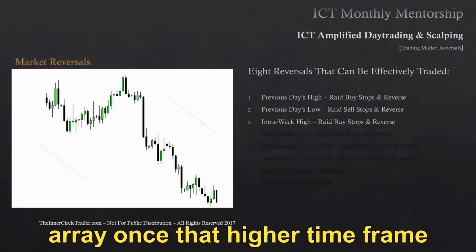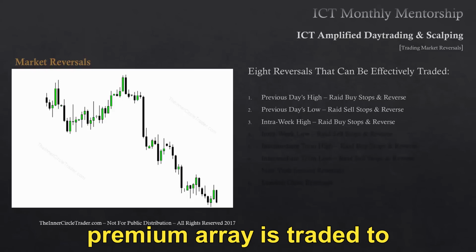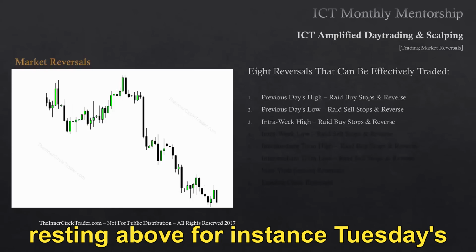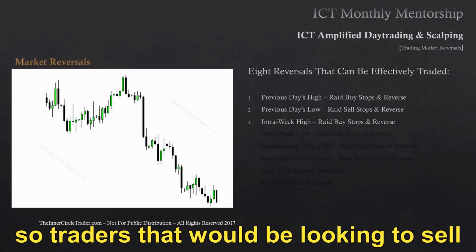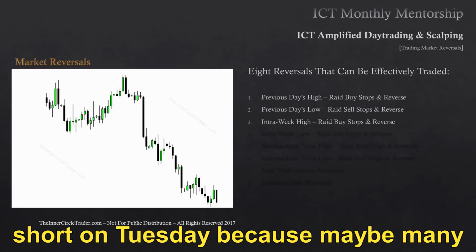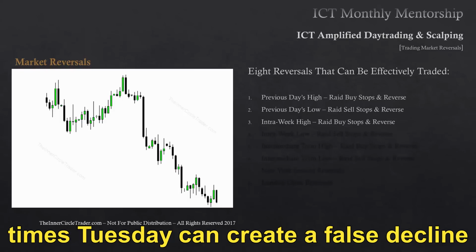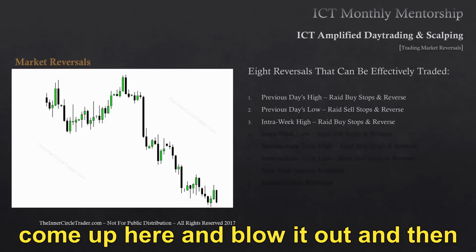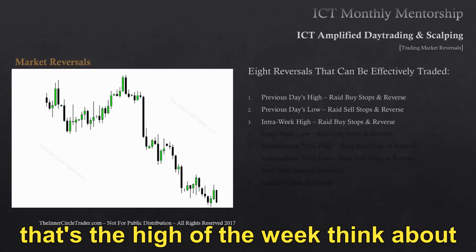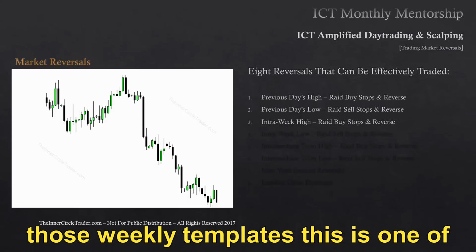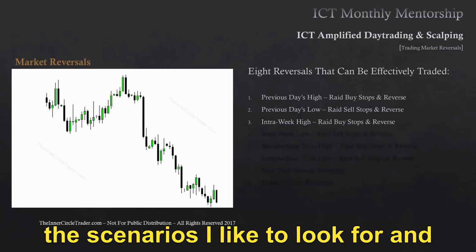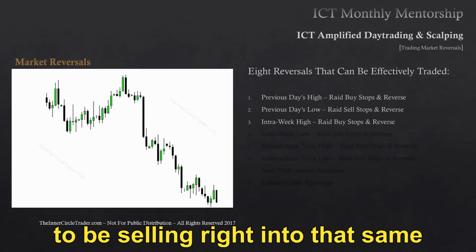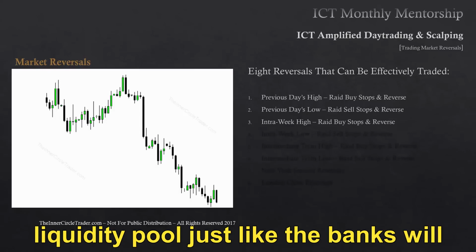Once that higher time frame premium array is traded to, it's coupled with buy stops that will be resting above, for instance, Tuesday's highs. So traders that would be looking to sell short on Tuesday, because many times Tuesday can create a false decline or a false high, and then Wednesday will come up here and blow it out, and then that's the high of the week. Think about those weekly templates. This is one of the scenarios I like to look for, and those raids on those buy stops, I'm going to be selling right into that same liquidity pool, just like the banks will.